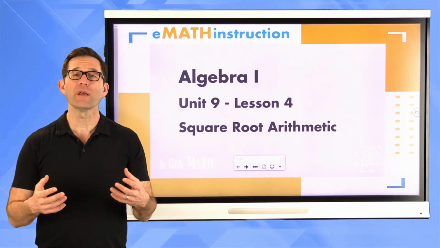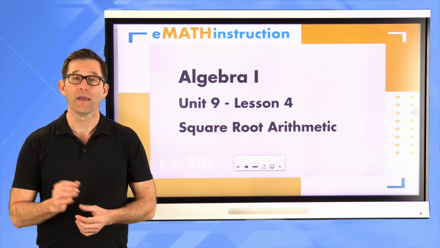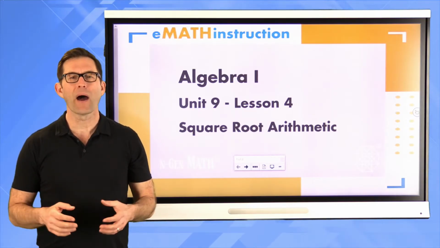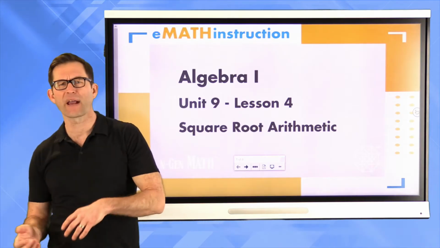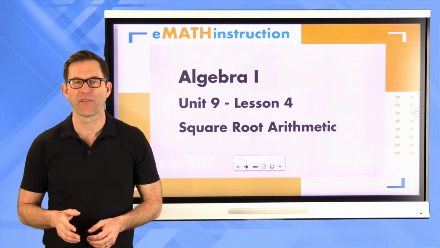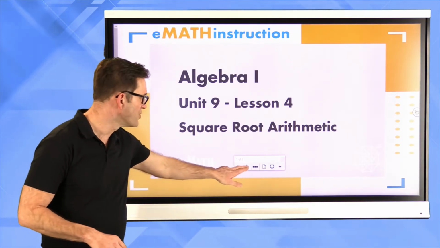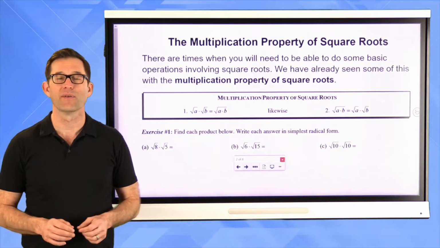So one of the things that you are required to learn in Algebra 1 is a little bit about what you can do with square roots in terms of adding, subtracting, multiplying, dividing, things like that. So let's get right into the different types of arithmetic that we can do with square roots.